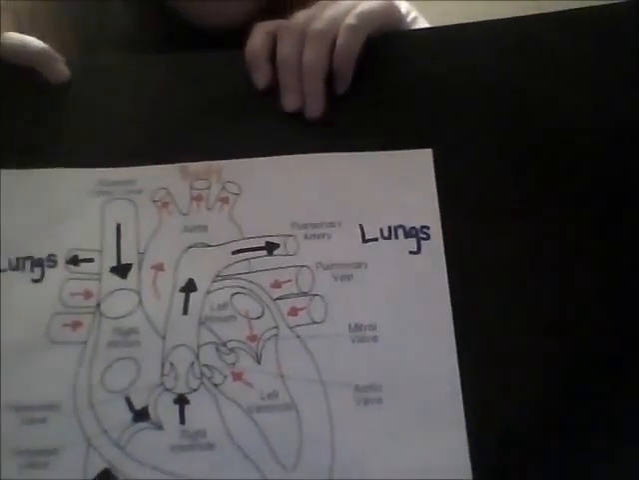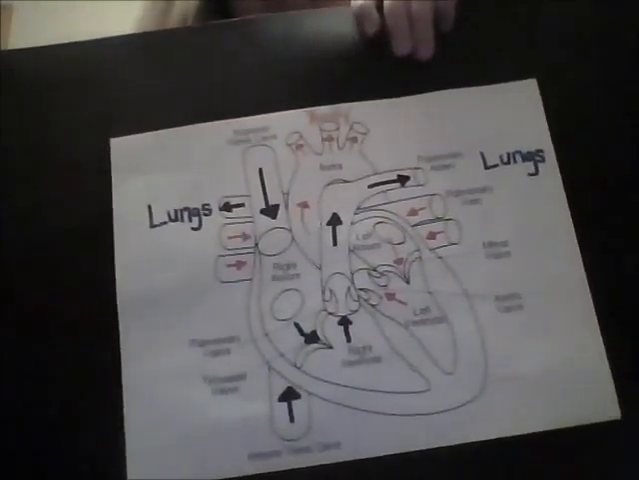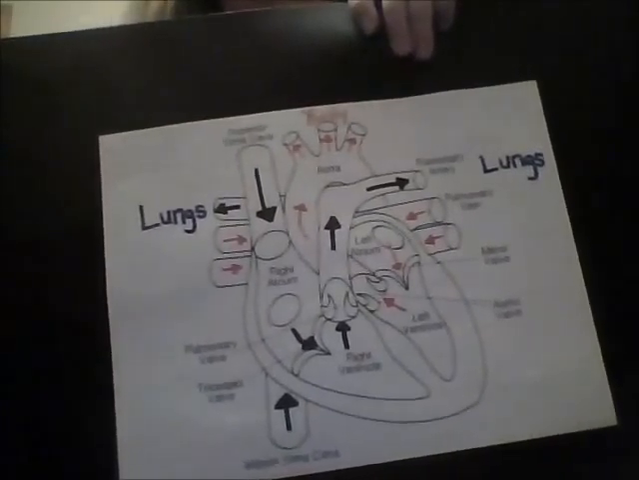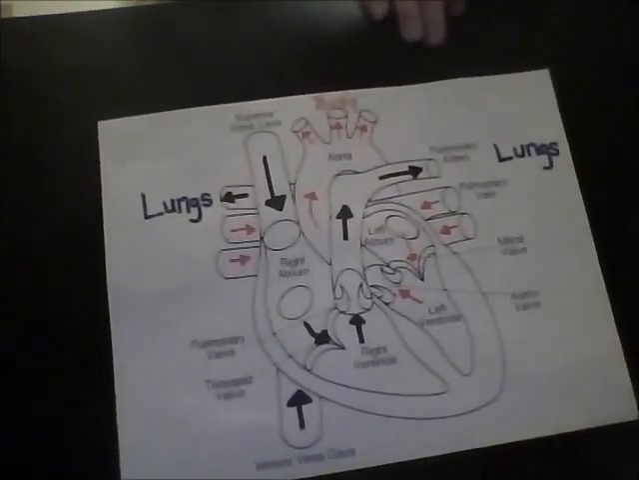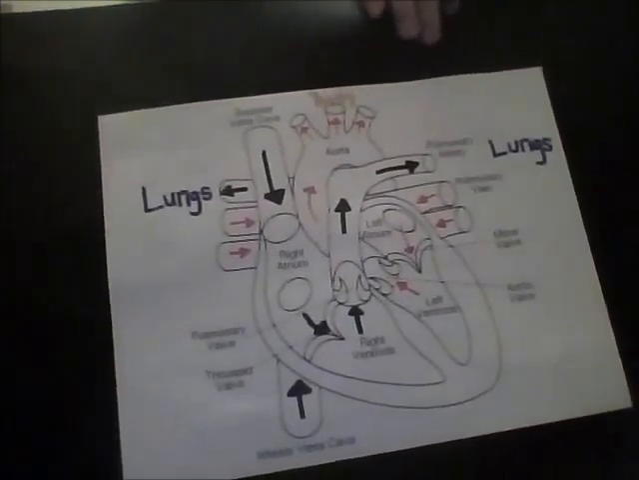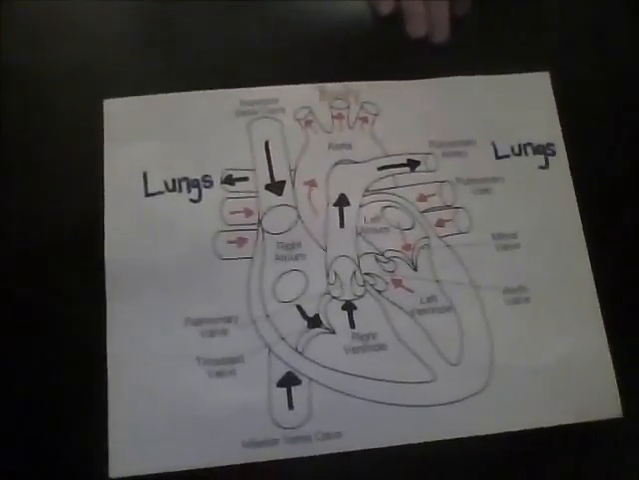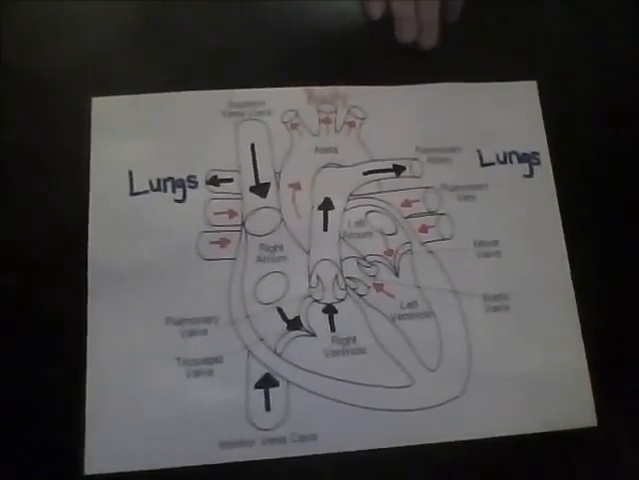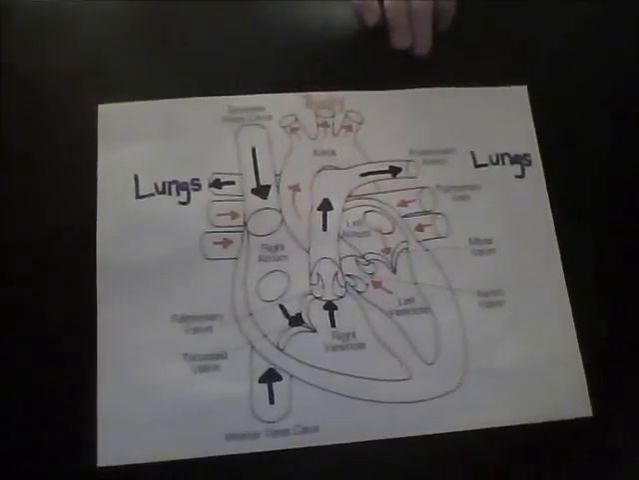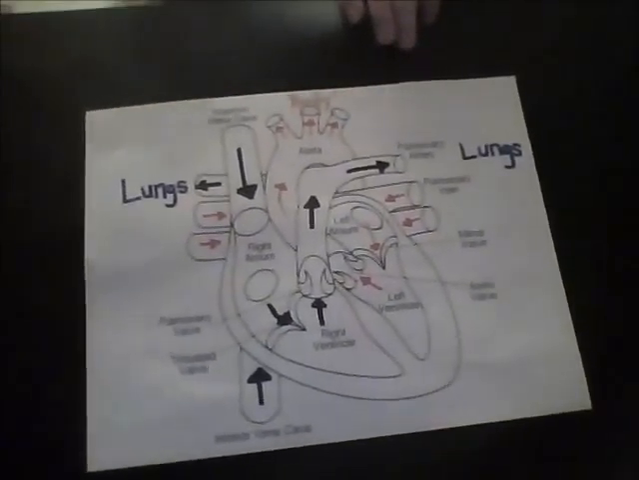Going to the next diagram, we will be able to see where these valves are that split the four main parts of the heart. The valves are going to be the tricuspid, which separates the right atrium from the right ventricle. Then there's the pulmonary valve, which separates the right ventricle from the pulmonary artery. And then we have the mitral valve, which separates the left atrium from the left ventricle. And then the aortic valve, which separates the left ventricle from the aorta.